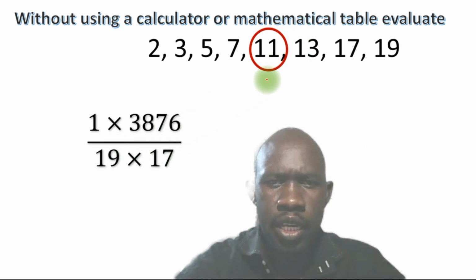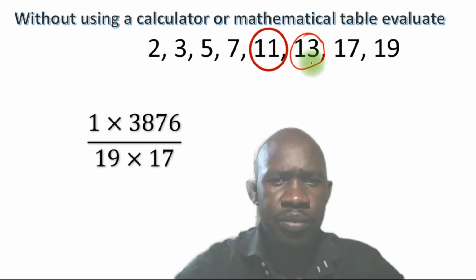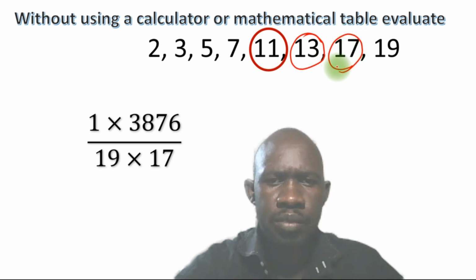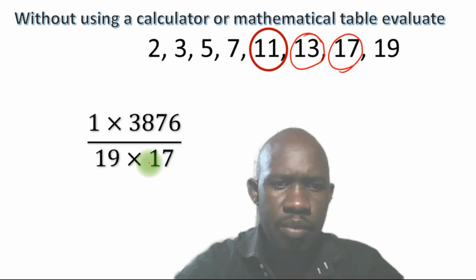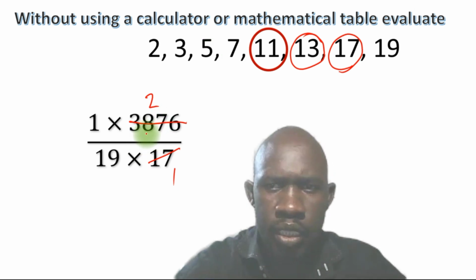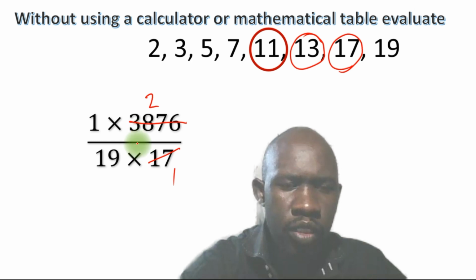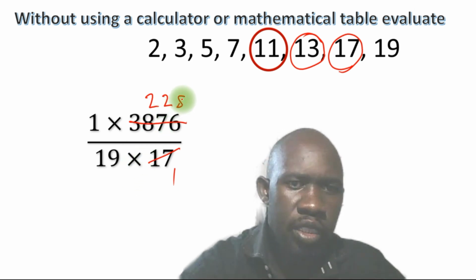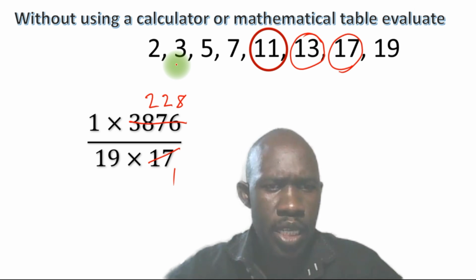Again, we check the next prime factor, which is 13. If we check keenly, there is no number which can be divisible by 13. So we move to the next, which is 17. If we divide 3876 by 17, it goes 2, and then 38, 34, remainder 4, 48, it goes 2 times, then the rest goes 8 times, so that is 228.